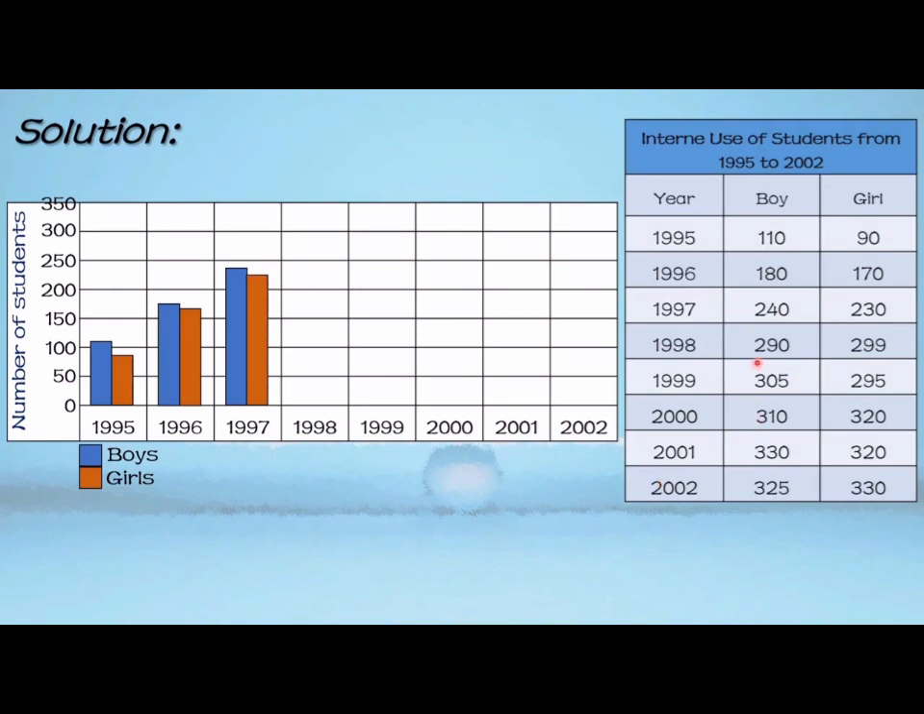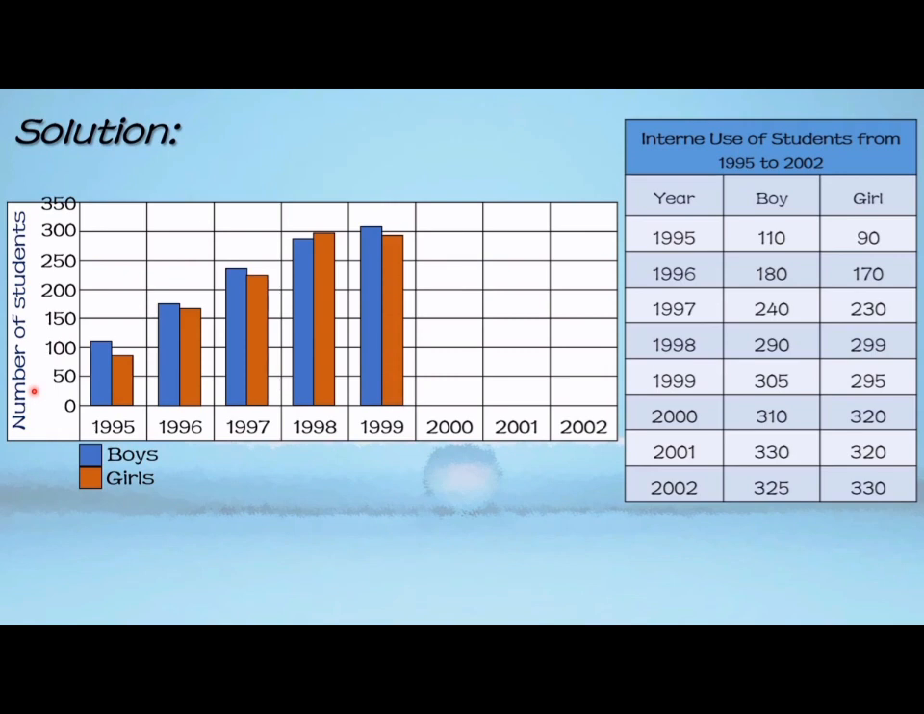So let us proceed to 1998. We have 290 for boys and 299 for girls. So mas mataas yung i-draw nating rectangle sa girls with the difference of 9. So yung rectangle natin, almost ma-reach niya yung 300. So ganito yun. And then next is 1999. We have 305 for boys and 295 for girls. Yung boys, lampas kaunti sa 300 and yung sa girls naman is mas mababa ng kaunti sa 300.